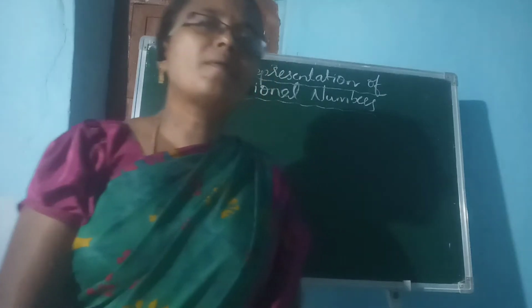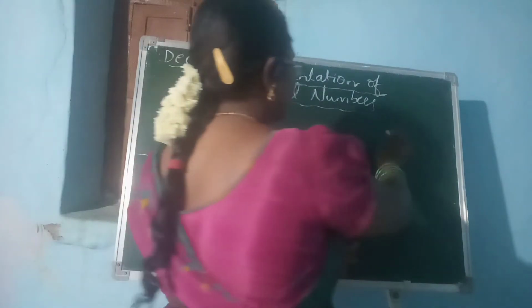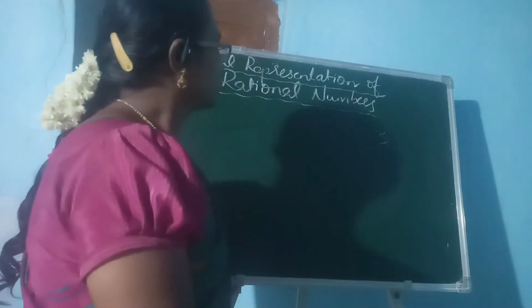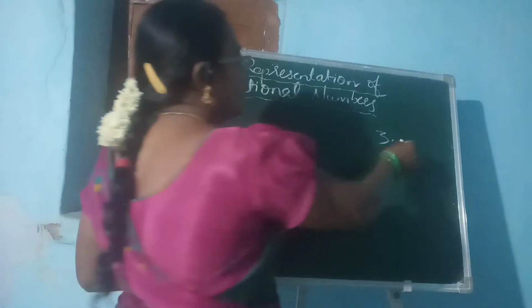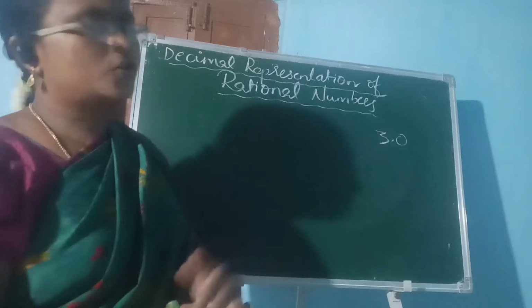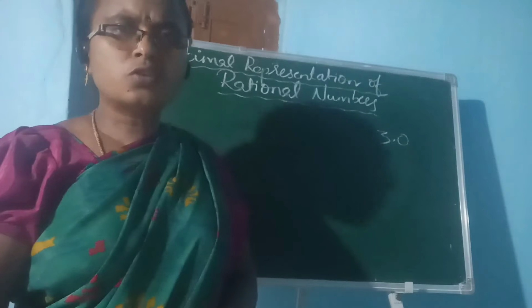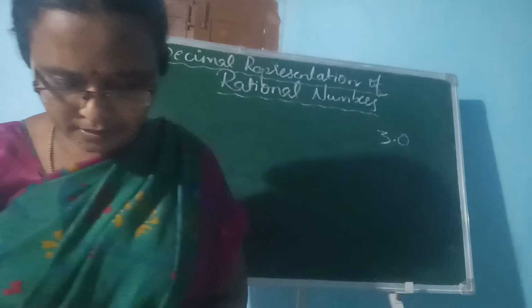So I think you remember what we mean by decimal representation. For example, 3. Is there any decimal representation here? No decimal representation. So if you keep a point here, it becomes a decimal representation. How can 3 be represented in a decimal representation? By 3.0. So keeping a point is nothing but making a number into a decimal representation. So what to do to represent a rational number in decimal representation, we shall see here.